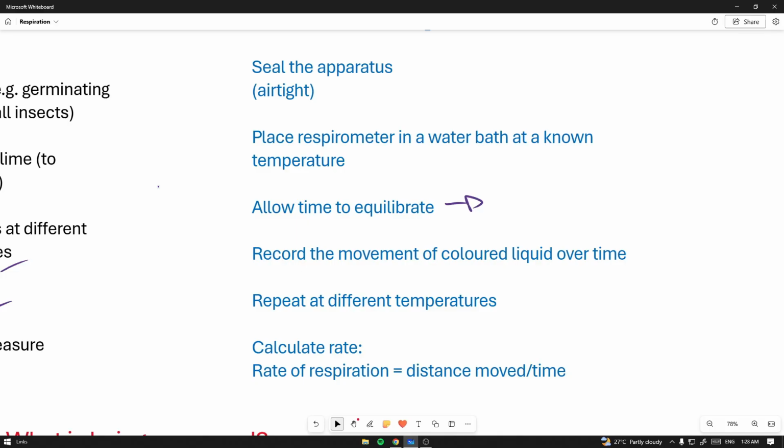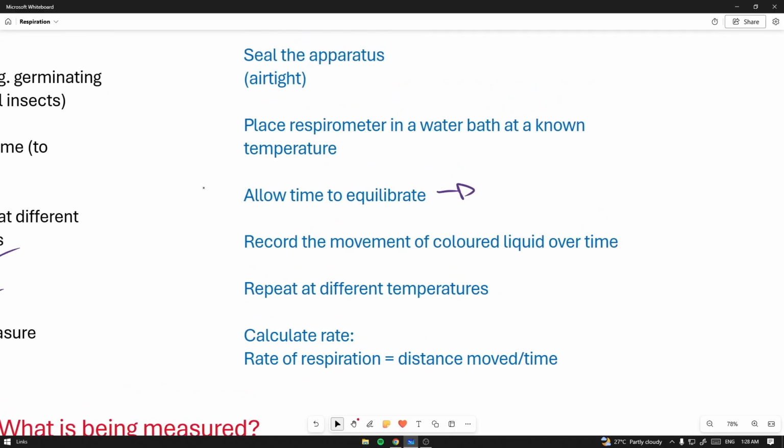Basically, the temperature of the water bath and the temperature of the test tube should be equal, and it takes time for them to be equal. So you're going to have to give them time. Record the movement of the colored liquid over time. Repeat at different temperatures, and then calculate the rate of respiration as distance moved by time.